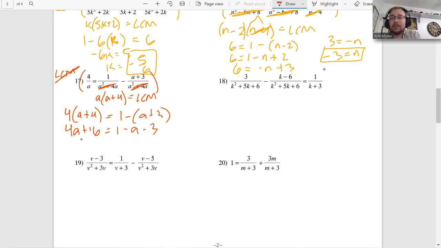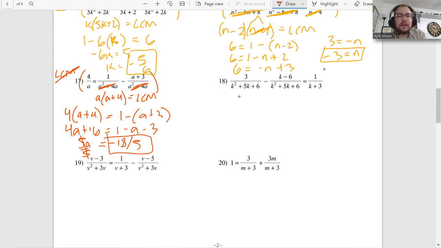I'm going to add a to both sides. I'm going to subtract 16. Now, it's 1 minus 3, which is negative 2. And then I'd be subtracting 16, so negative 18. Then I divide both sides by 5. So negative 18 fifths.